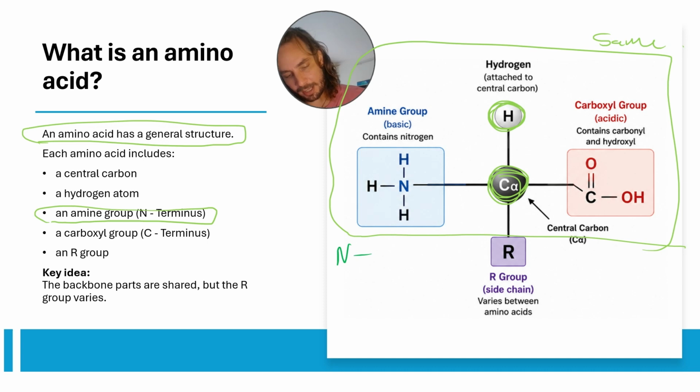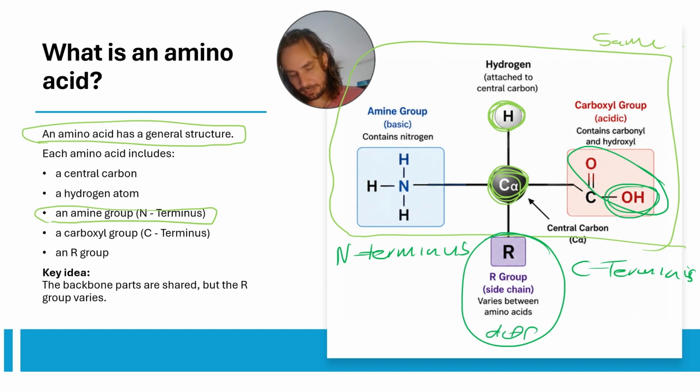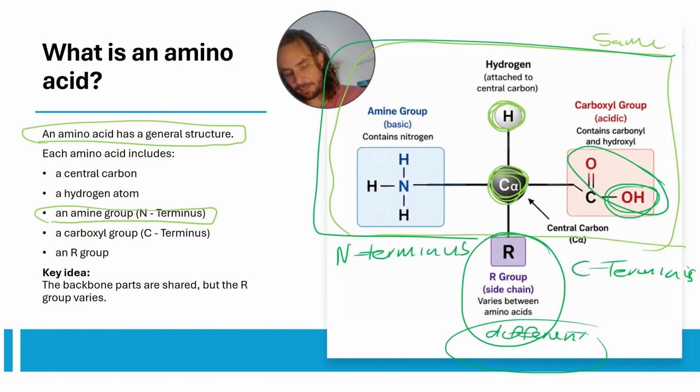So this is the N-terminus. And this is the C-terminus because it has a carboxyl group. So this is a carboxyl group. This is the hydroxyl group that would, in a dehydration synthesis, be removed. And then finally, in all amino acids, this is the R group, and this is different. So each amino acid has the same backbone, and they have different R groups.